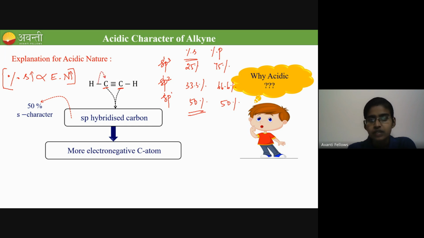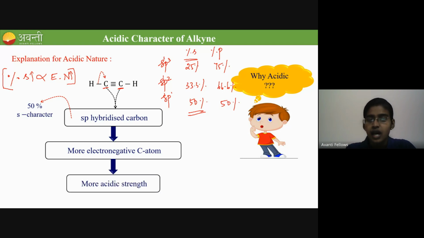If the system is more electronegative, what is the meaning of electronegativity? The tendency of attracting the shared pair of electrons towards itself is called electronegativity, right? So the shared pair of electrons between the carbon and hydrogen come towards the carbon. Hydrogen goes out as H+ by leaving its electron. That's why alkynes are more acidic in nature. Got it? Is this concept clear to all of you?